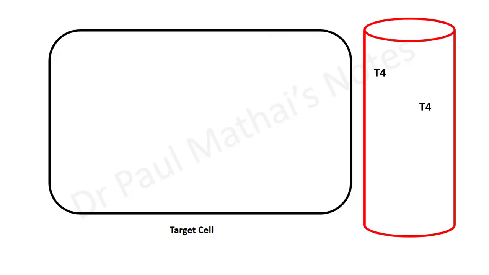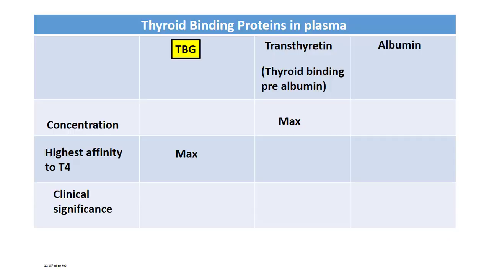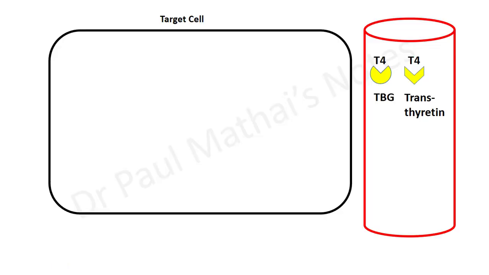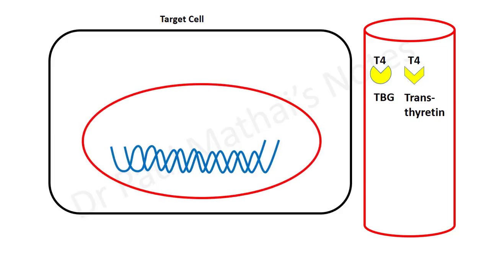Now, within circulation, thyroid hormones are carried in association with carrier proteins. There are many carrier proteins, but the most significant among them all is thyroxine binding globulin, or TBG. So once thyroid hormones, predominantly T4, are carried in the circulation to all parts of the body, they will enter the target cells. Now the target cells, like most cells, have got nucleus and cytoplasm, and the nucleus contains DNA.